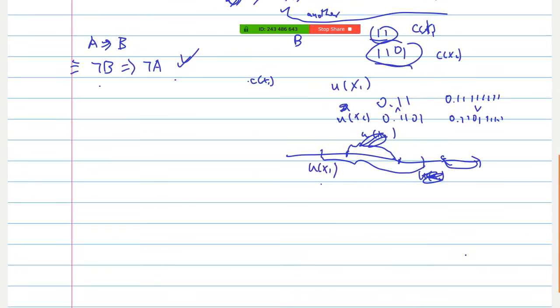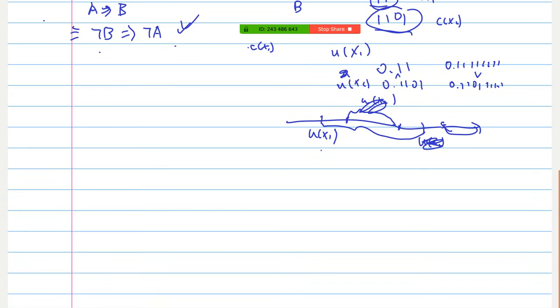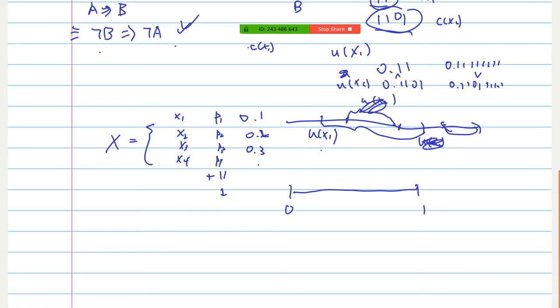That's exactly what SFECO is now trying to do. What they did is simply the following. Think of I have some source X, and it can take different outcomes, let's say X1, X2, X3, X4, and they have different probabilities, P1, P2, P3, P4. These are probabilities, therefore they add up to 1, right? And now I can put this P onto the interval between 0 and 1. So let's say P1 is 0.1, P2 is 0.2, P3 is 0.3, and P4 is 0.4.